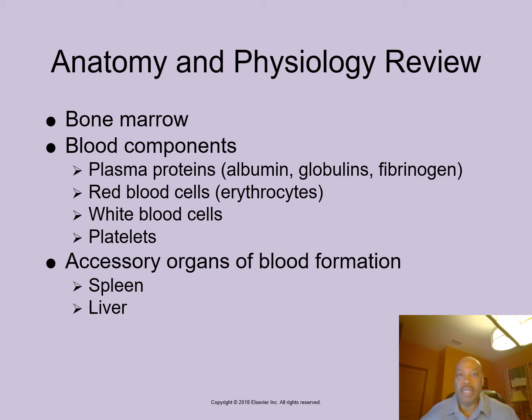Other functions of the spleen: it destroys old or imperfect red blood cells, because some red blood cells are imperfect. It breaks down hemoglobin that is released from these destroyed cells. It stores platelets and it filters antigens.